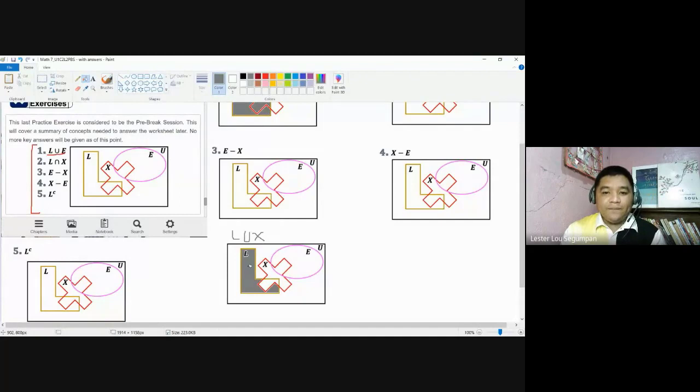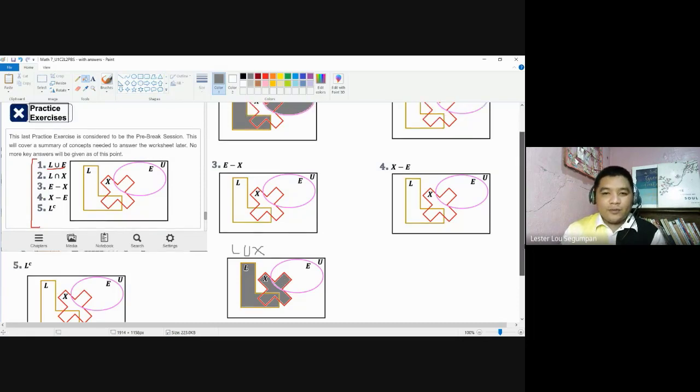Shade this part here, part of L. This is also part of L and X. Shade it as well. And then shade part of X, shade part of X. And this area here, still part of X, even if it's part of set E. So it's shaded like this.